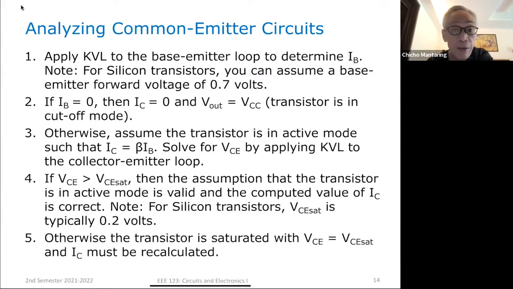If we find that VCE is less than VCE SAT, then we know that our transistor is saturated and that the value of VCE must be equal to VCE SAT. And based on that, we have to recalculate the value of I sub C. So these are the 5 steps.